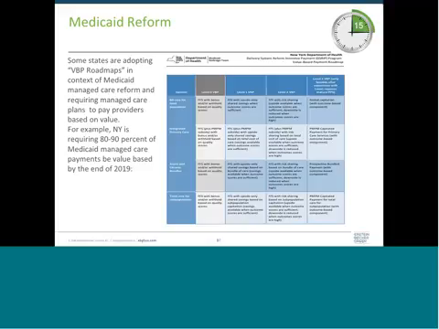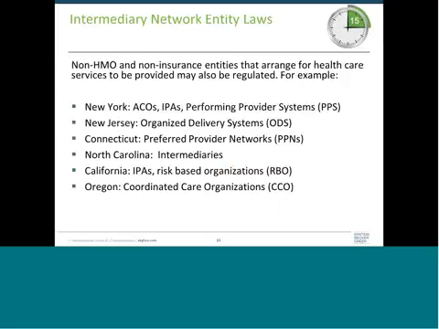Next slide. There are also intermediary network entity laws that come up oftentimes in value-based payment arrangements. These are entities that are not HMOs or licensed insurance companies, but yet arrange for healthcare services to be provided, and they may also be regulated by a state. And such laws or regulations in a state may often address value-based payment arrangements. These are some examples of different states and the different types of intermediary entities that they have laws addressing. I won't go through each of them, but there are, of course, many more in other states. These are just examples, so you should check your state laws relevant to the arrangement that you're working on.